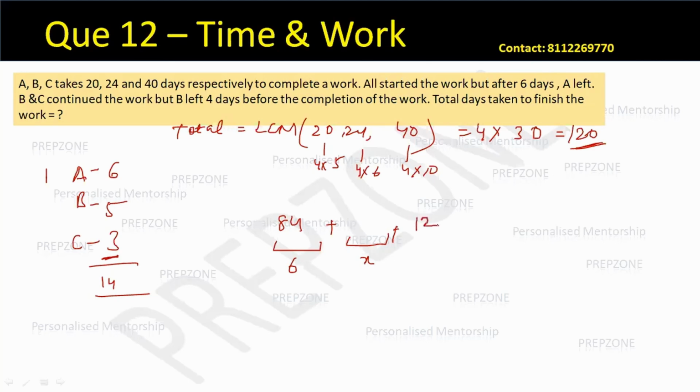4 into 3, 12 units. And this total should be equal to 120. So we know 84 plus 12 is 96 is already done. The remaining 24 units must have been completed by B and C.